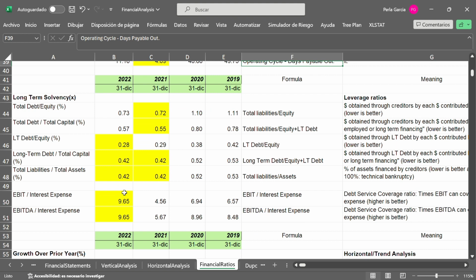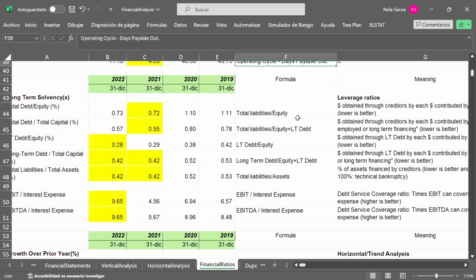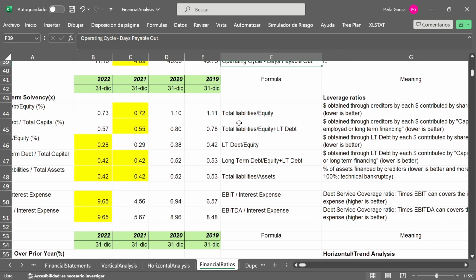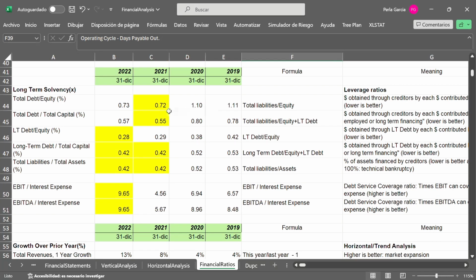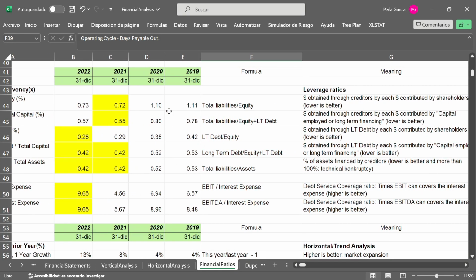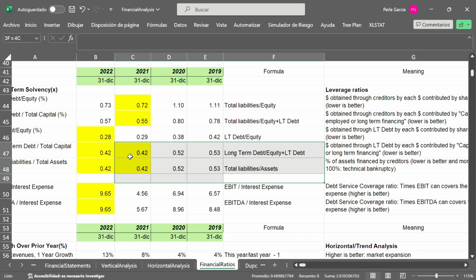These metrics, or ratios, assess a company's ability to meet its long-term financial obligations and its overall financial stability. So here, the first one is for each peso obtained through the creditors, for each peso contributed by the shareholders. So in all of this, lower is better. And well, all of this, lower is better.